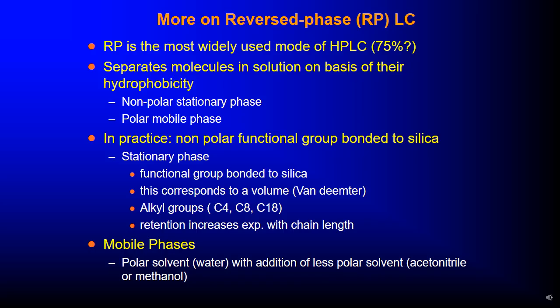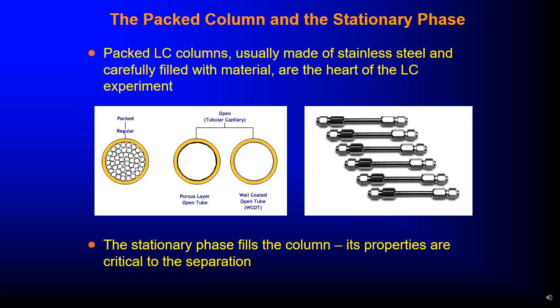So you can see the packed column and the stationary phase. Here you can see some of the columns that we were talking about. Packed liquid chromatography columns are usually made of stainless steel and carefully filled with material. The packing and the column are the heart of liquid chromatography. This is where separation takes place. The stationary phase fills the column, and its properties are critical to the separation.